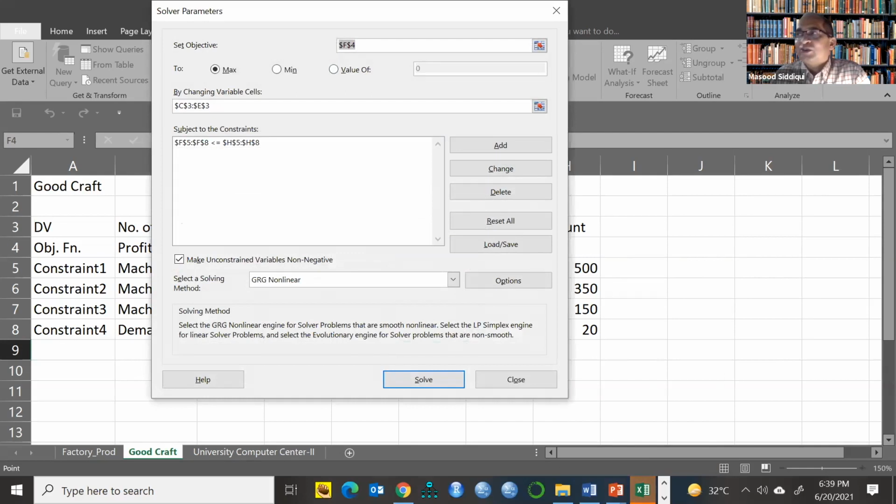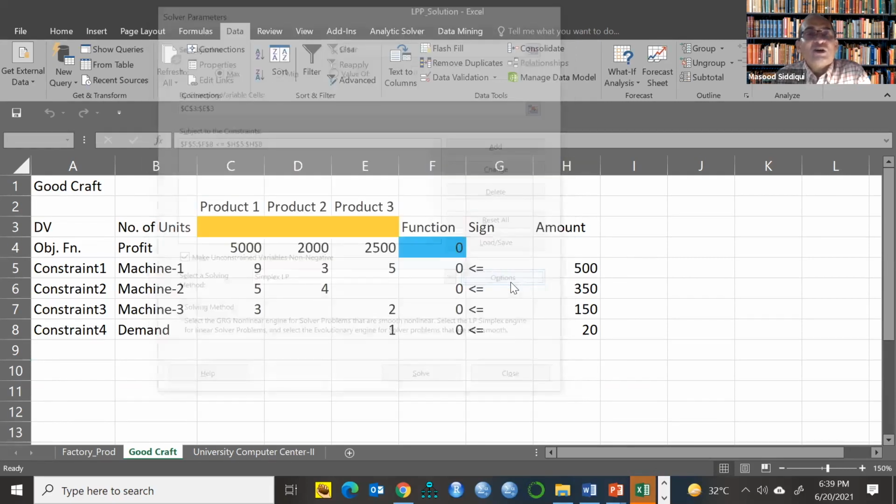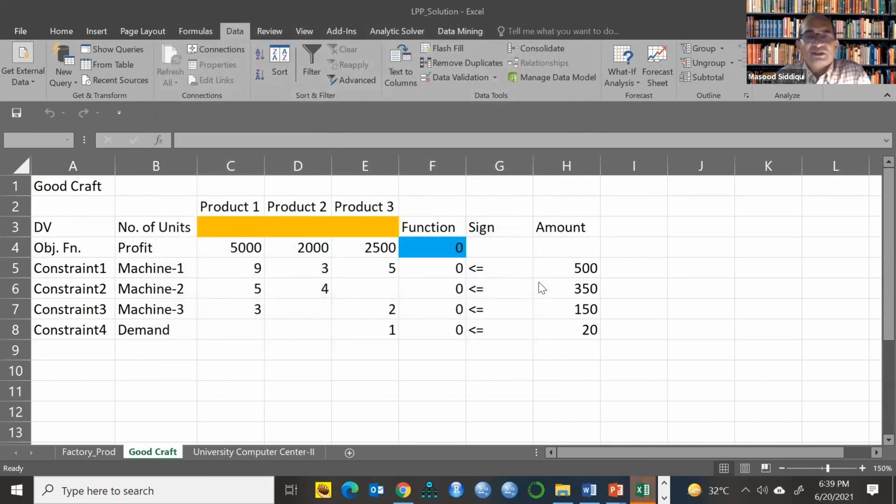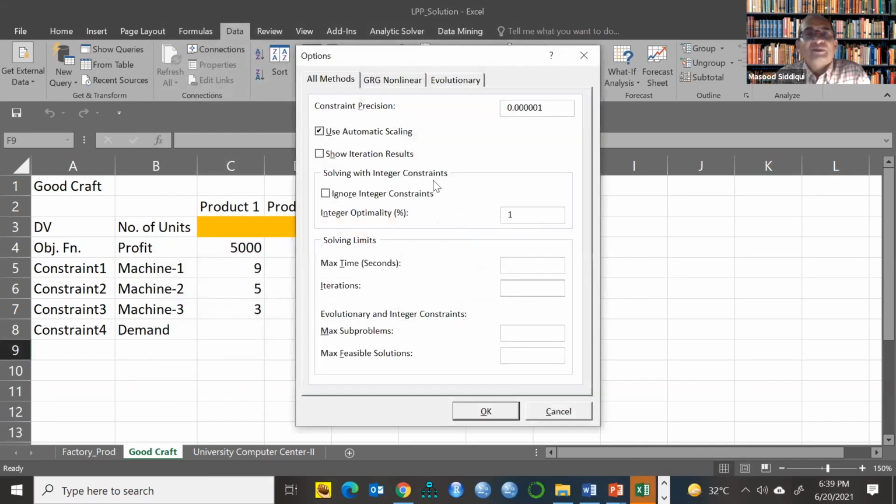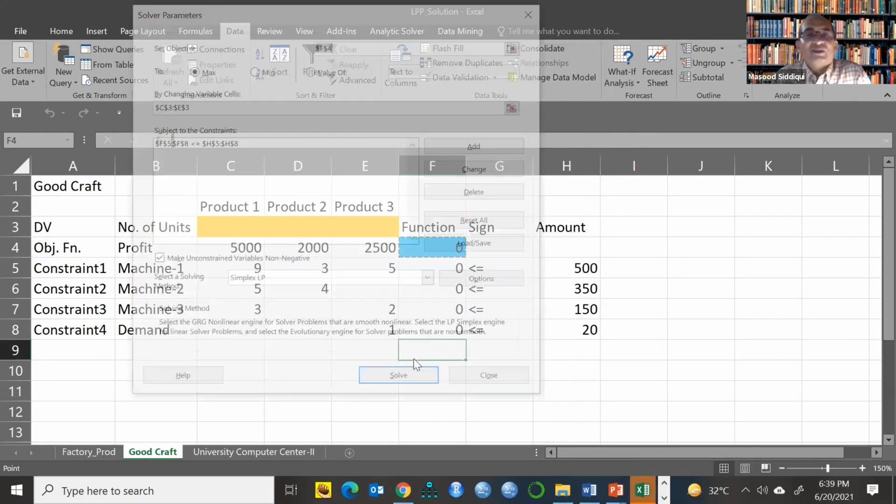So this is the solver. Here we would ensure that this box must be checked: Make unconstrained variables non-negative, and the method is simplex LP. So we have simplex LP, right? And in the options, we are not showing options this time. So we are not having the options for iterations, fine. So we will press solve.